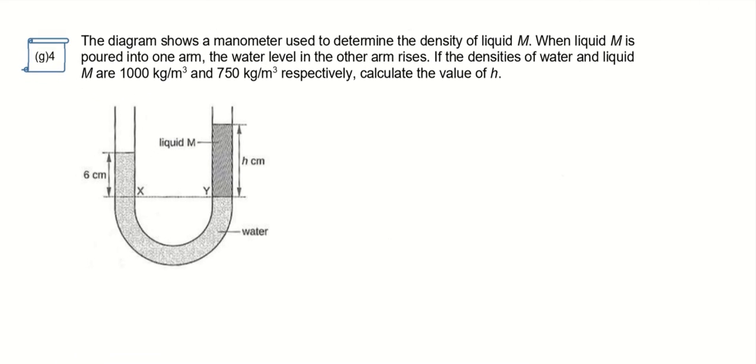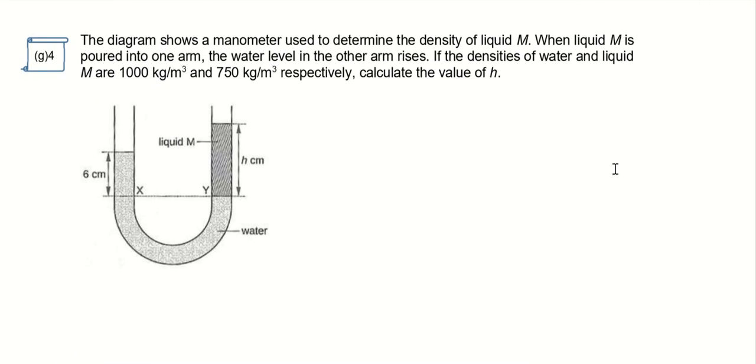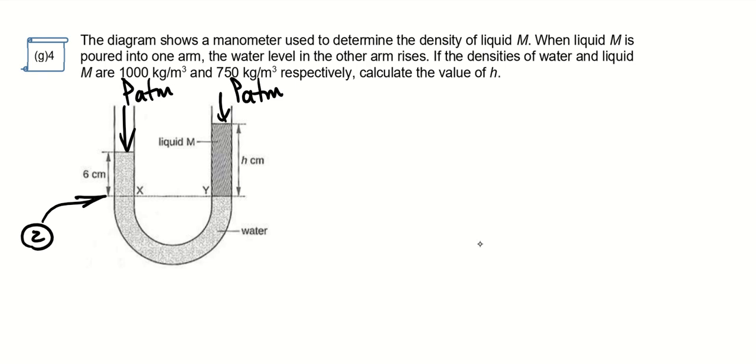Okay, I think we have one more question. It shows a manometer used to determine the density of liquid M. So let's do the first step first. It's actually PATM, and on this side is also PATM, right? Because they are both exposed to atmospheric pressure. Now, where do we have same liquid, same level, same pressure? It's actually at this level. So this is step 1 that we need to do, to indicate the pressure on the surface. And step 2 is to identify where we have the same liquid, same level, same pressure.